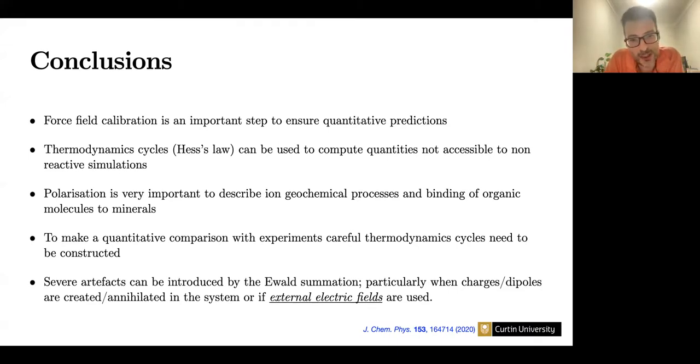And finally, the last point I briefly touched on is that Ewald summation can introduce severe artifacts, particularly when the charge state of the system changes during the simulation. And something that I didn't have time to talk about is that the same problems with the Ewald summation come out if one wants to use external electric fields. And if you're interested, there is a reference there of a paper that we recently published.